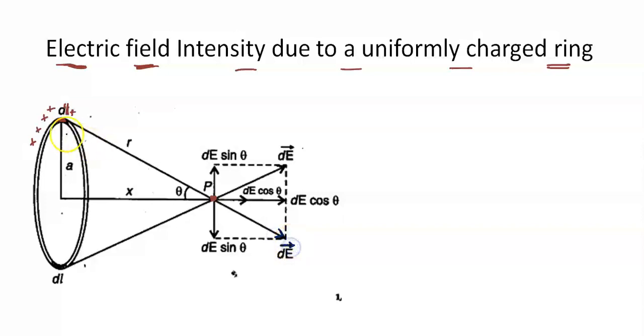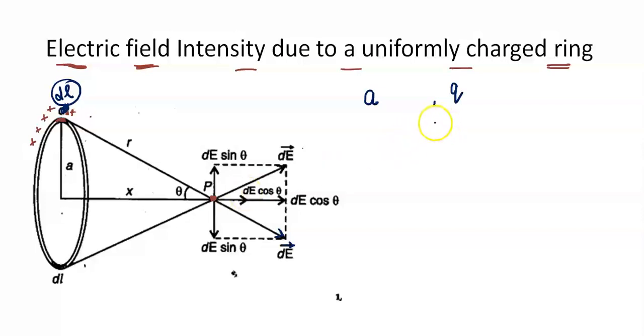Because what we have done here is take a very small length dl of this ring. Do remember that the ring has radius small a, and the entire charge over the ring is small q. Now we have taken a very small length dl of the ring.